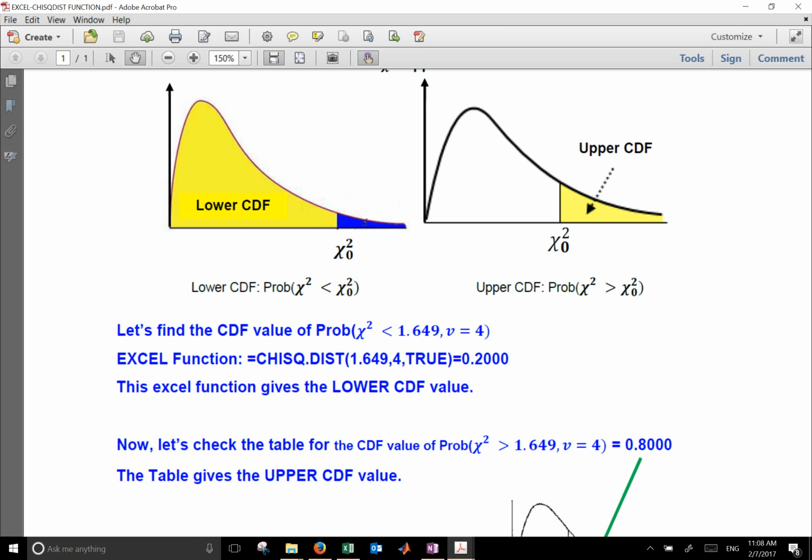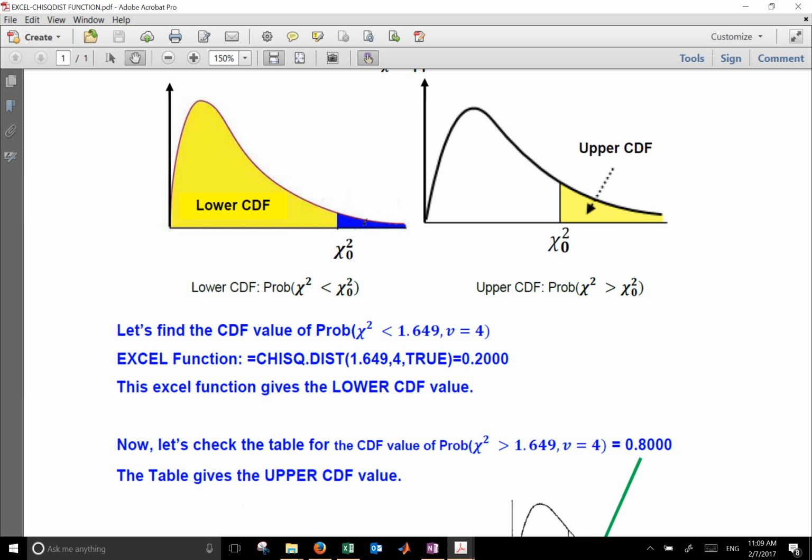Okay? So this is the area. The blue area is the upper CDF. That means 0.2 plus 0.8 should be 1. Right? If you know the lower CDF is 0.2, the upper CDF has to be 0.8. So once you know one value, you will know the other one.